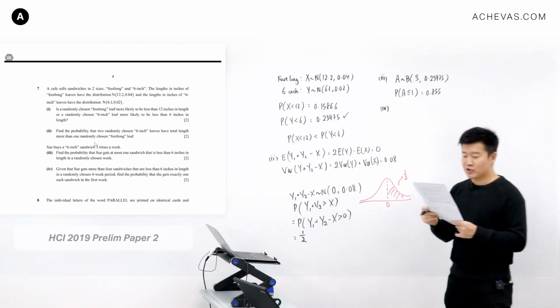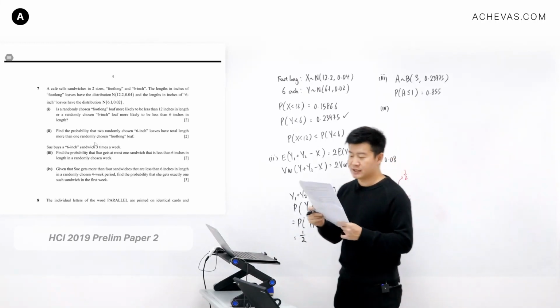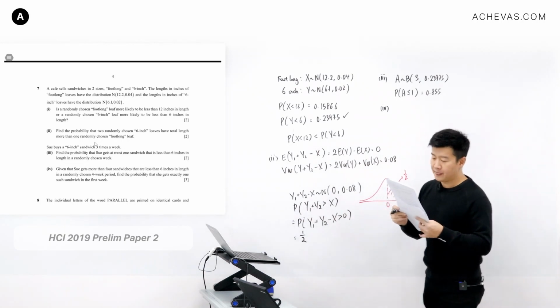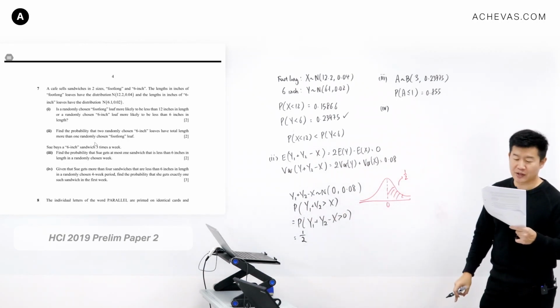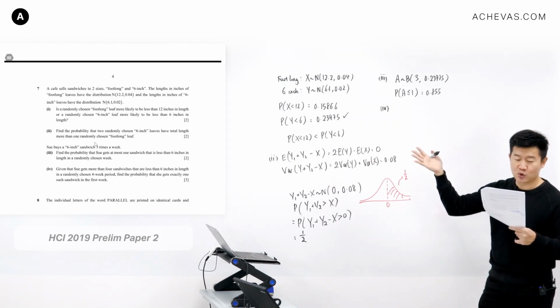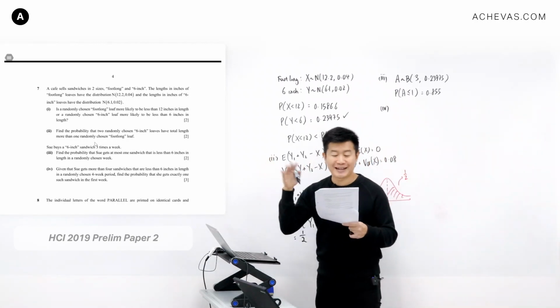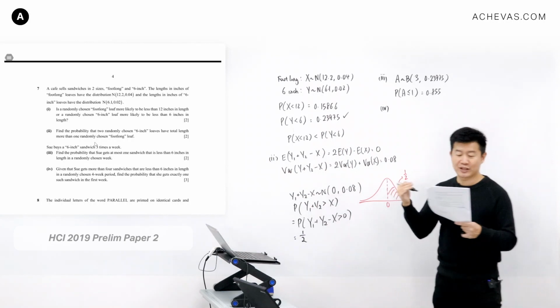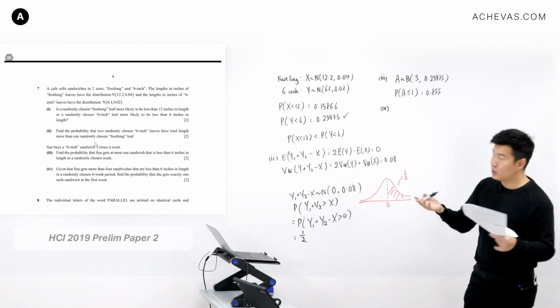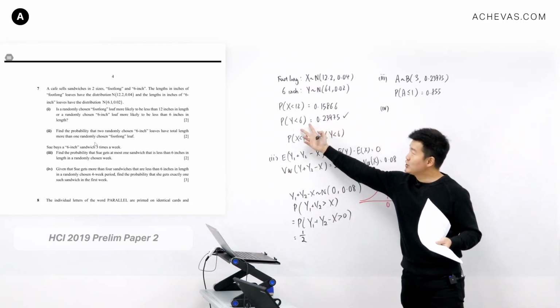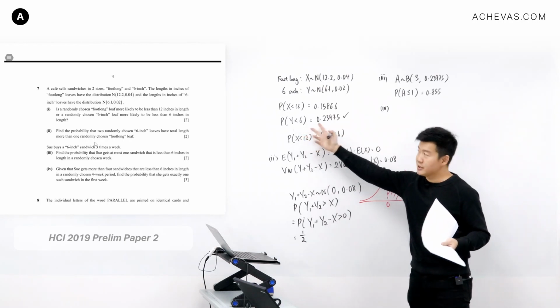In part 4, given that Sue gets more than 4 sandwiches that are less than 6 inches in length in a randomly chosen 4 weeks. Please remember, Sue is still going to be buying 3 sandwiches a week, which means that in 4 weeks, Sue will be looking at 12 sandwiches. And we're still looking at a sandwich to be less than 6 inches.